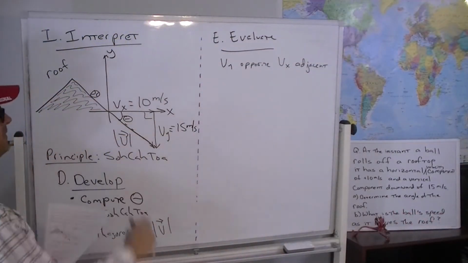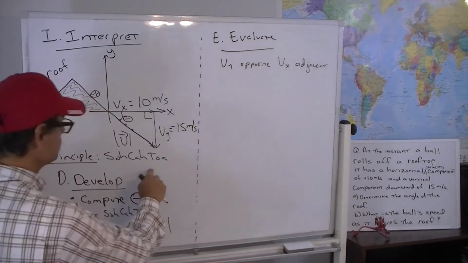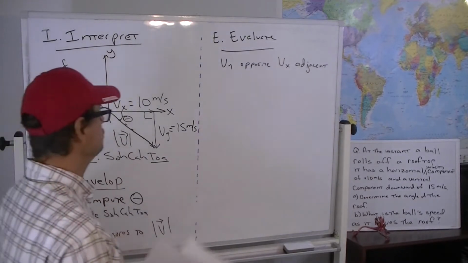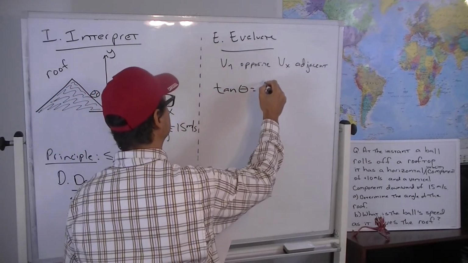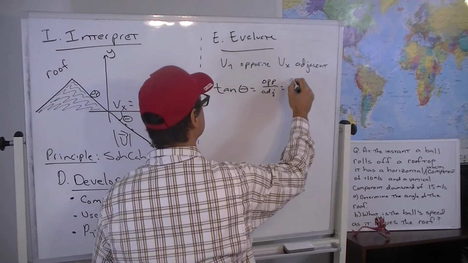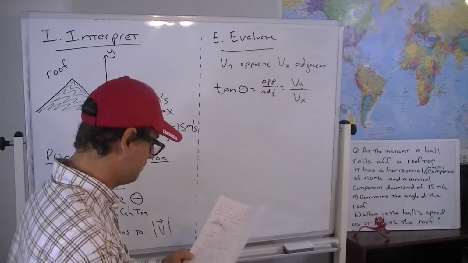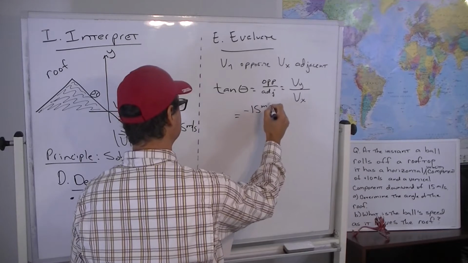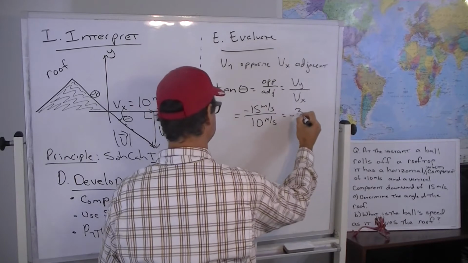And once again, those identifications just come from considering the picture. And the part of SOHCAHTOA of interest for relating the opposite and the adjacent to the angle is the TOA part, and that tells us that the tangent of the angle is equal to the opposite over the adjacent, or in this case, the y component of the vector over the x component of the vector. So we can go ahead and plug in the numbers there. It's negative 15 meters per second divided by 10 meters per second, or negative 3/2.